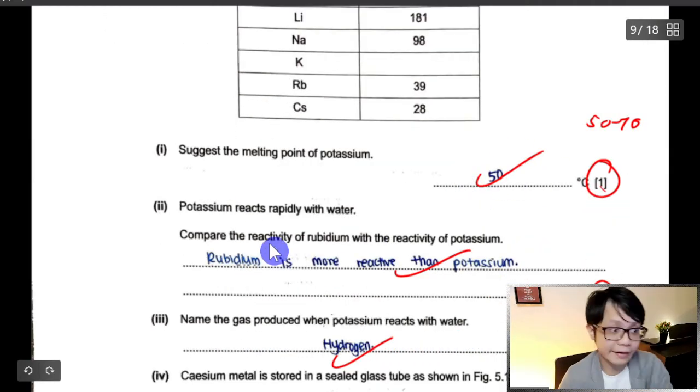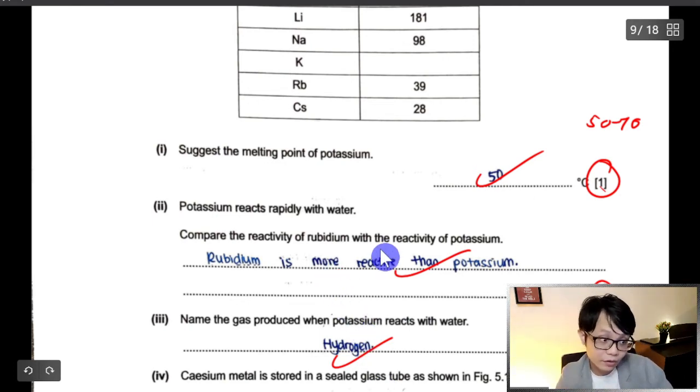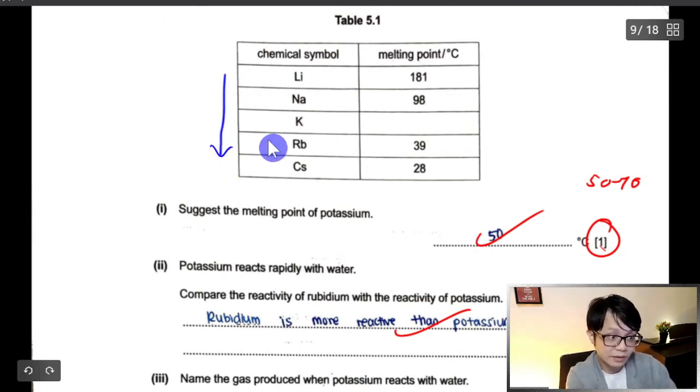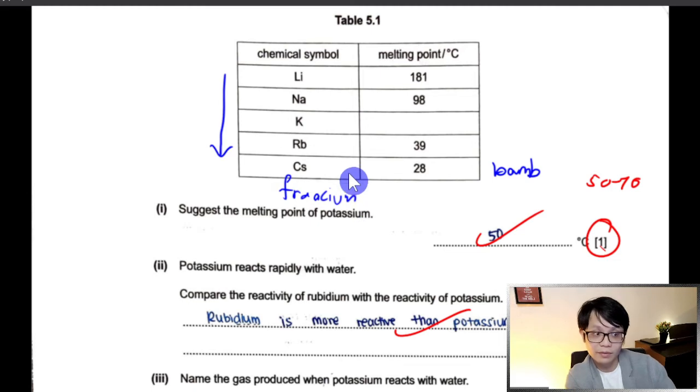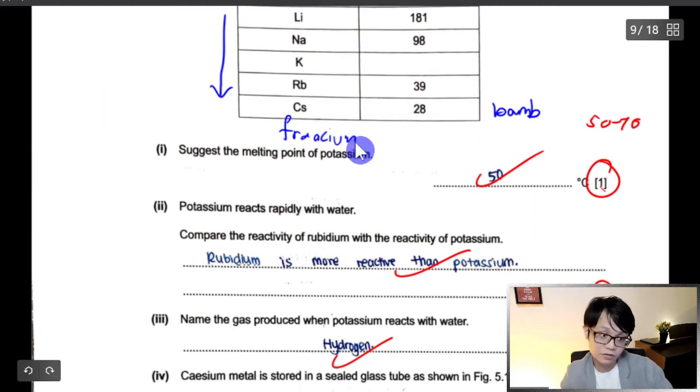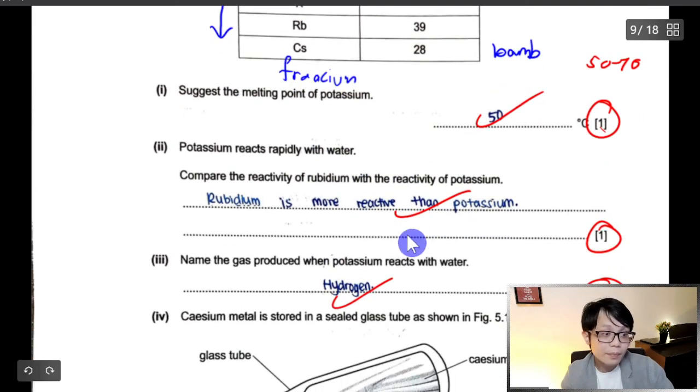Compare the reactivity of rubidium. Rubidium is more reactive, it's very obvious. As you go down the group, it's more reactive. We still remember the experiment, and calcium we can use to make a bomb, and francium, one more, is it francium? If you go to YouTube, you can see how rubidium, calcium and francium are used as bombs. You cannot get these even on Shopee or Lazada.